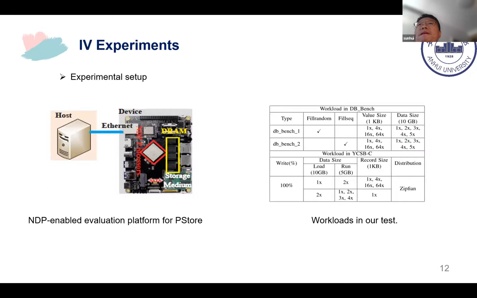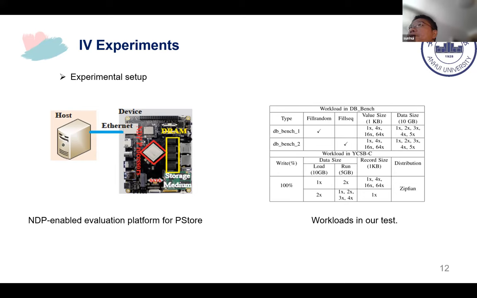Next, we conduct our experiment in a realistic host and a device, which is configured as an NDP device. In the test bed, we can see the device. On the platform, there is a storage media, DRAM, and NDP processor. The processor is based on the RK3399. The workloads in our test included DB bench and YCSB.